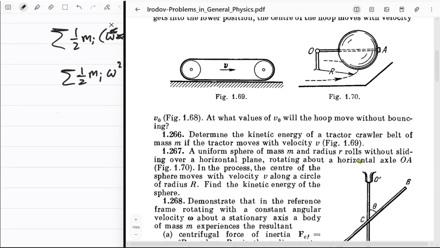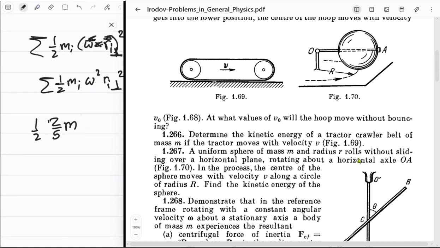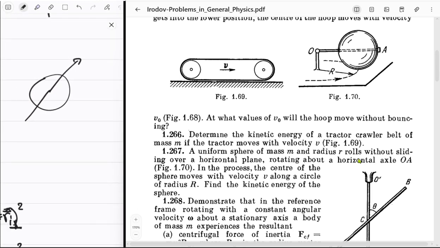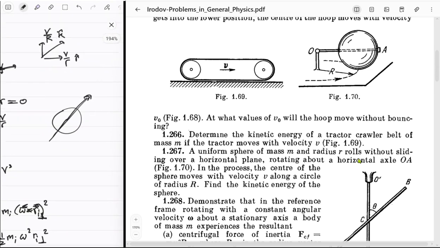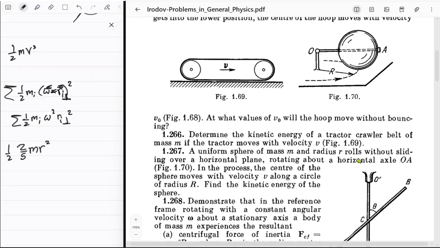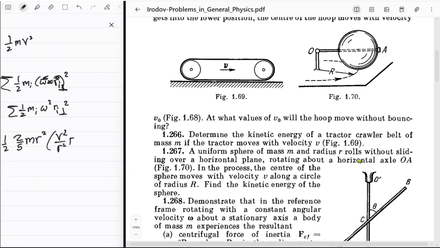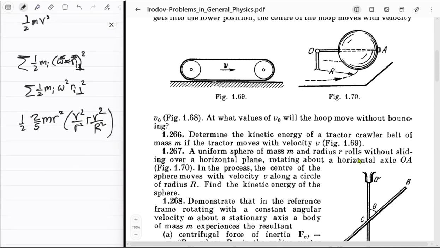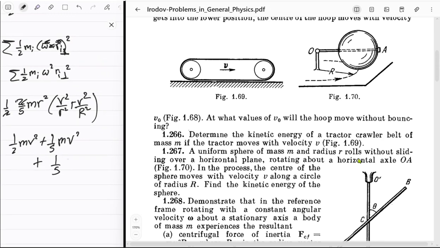So we've got half, the inertia is 2/5 mr squared, and then this omega vector gets squared, of course. I mean, this magnitude squared, which is actually the same thing as this thing squared plus that thing squared. So you've got v squared upon r squared plus v squared upon capital R squared. There you go, that's our formula. Just add up everything. So it is half mv squared plus 1/5 mv squared plus 1/5 of this weird stuff, m r squared upon R squared times v squared. There you go.